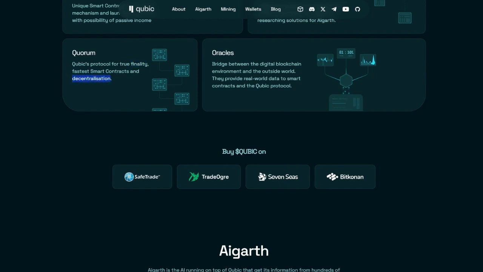And then the Qubic network is extremely decentralized as well, just like Bitcoin. In fact, I was watching some of the Qubic team talking recently, and they were explaining how Qubic is more decentralized than the Bitcoin network. And then it's got oracles built into it, which bridge between the digital blockchain environment and the outside world, and they provide real-world data to smart contracts and the Qubic protocol. So, a lot of blockchain networks out there don't have oracles, but Qubic does, and that's a really big deal.